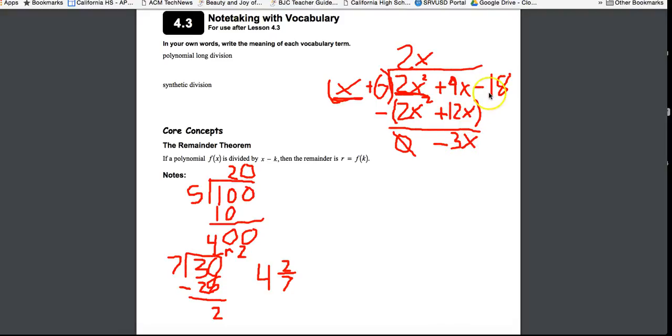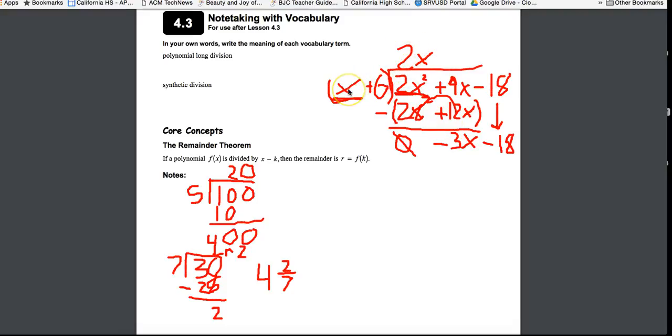Now, since we still have a term left, we go ahead and bring it down. So we get minus 18 here. Since we're down here, we take 2x, we've already done 2x.